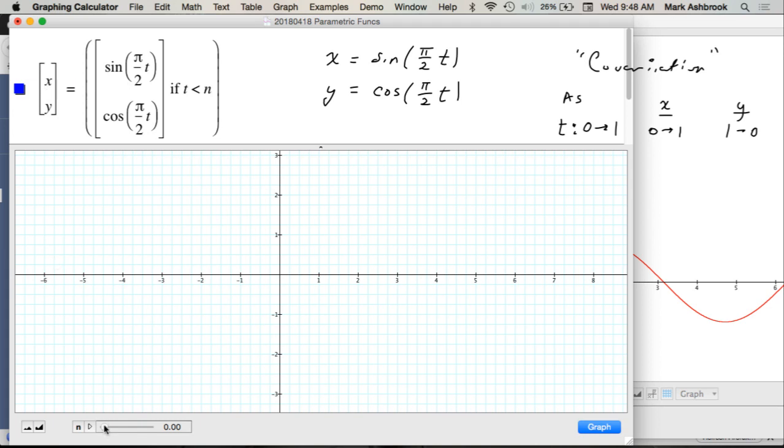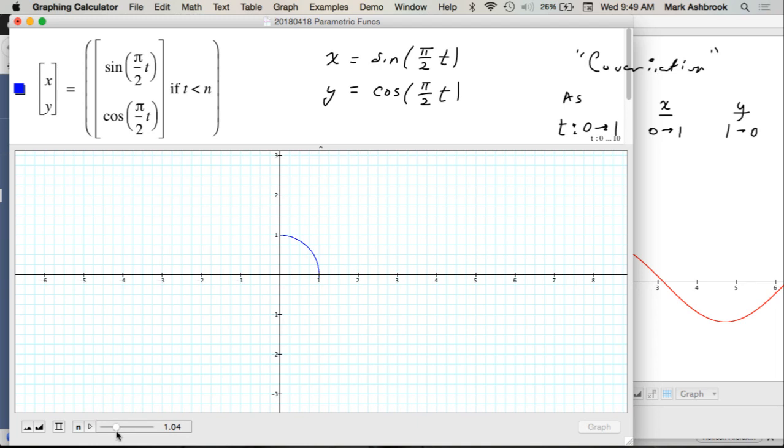Right, it's going to generate those points as t goes from 0 to 1. You see that? Because why? Our x-coordinate is going from 0 to 1, while our y-coordinate goes from 1 to 0, because it's cosine. So he says the first quarter of the unit circle. Okay? And then what do we do next?